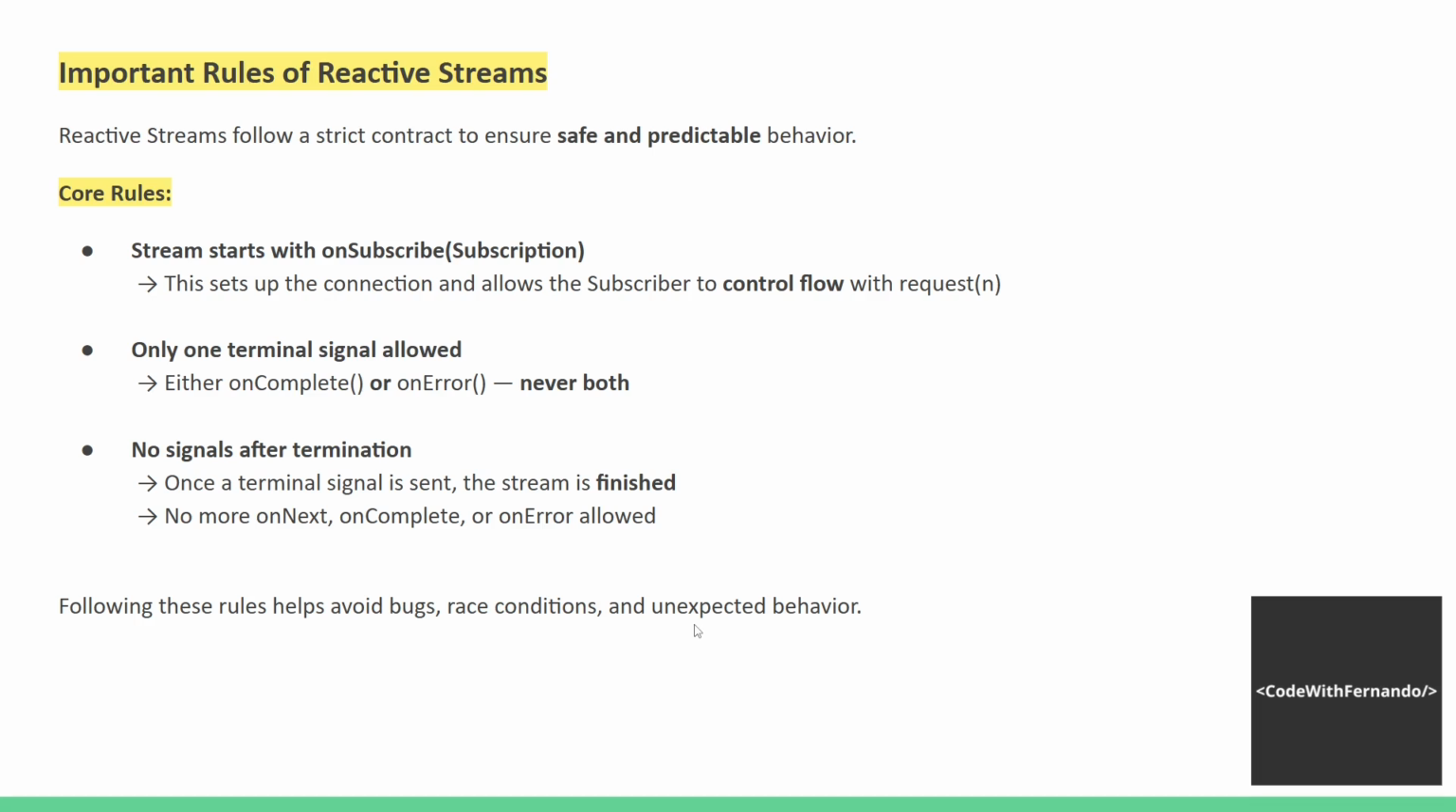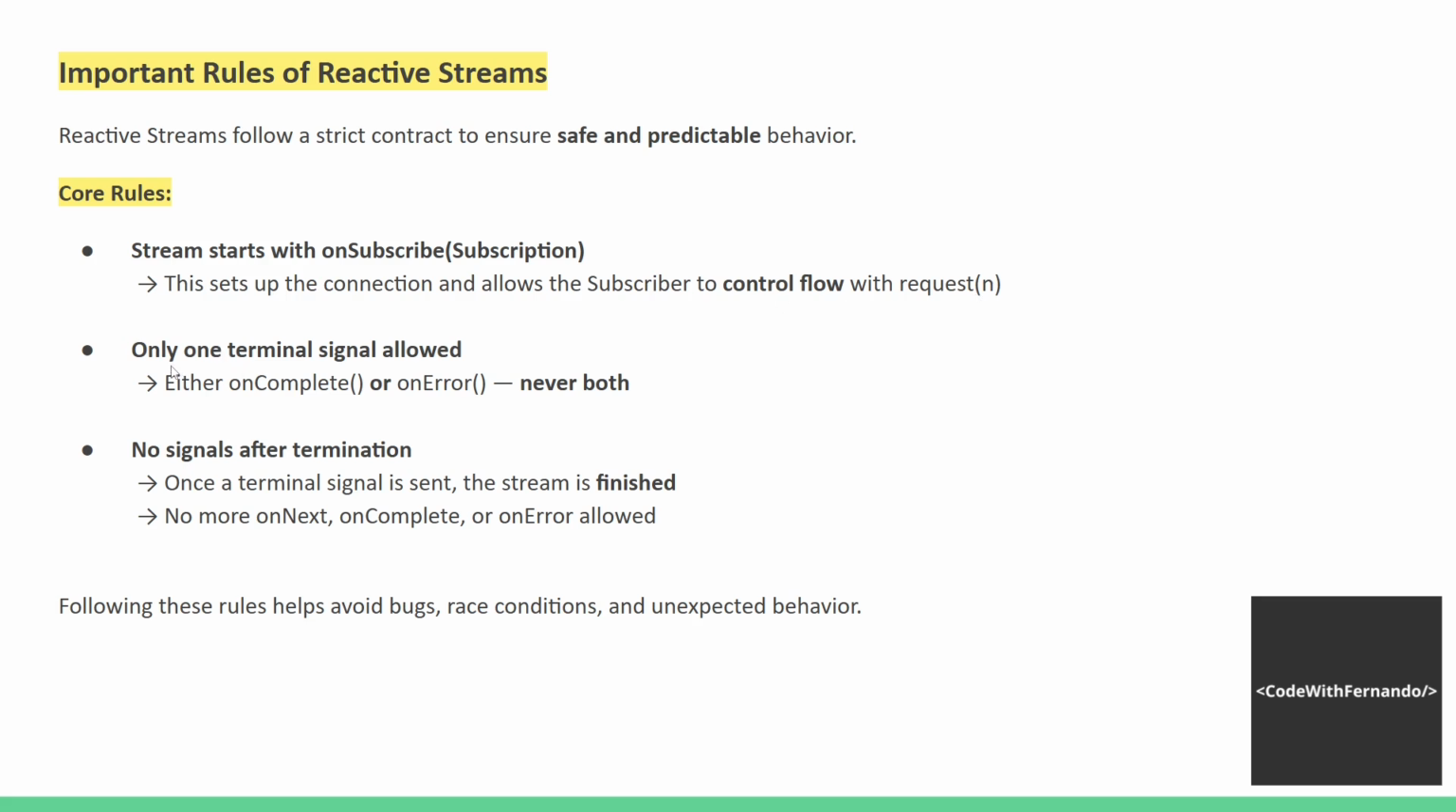Some important rules to remember when using reactive streams. Reactive streams follow a strict contract to ensure safe and predictable behavior. These are the rules. A stream starts with on subscribe. This happens every time, always. It sets up the connection and allows a subscriber to control the flow with requests. So whenever we want the next item, we need to use the request method, and here we pass as a parameter how many items we actually need.